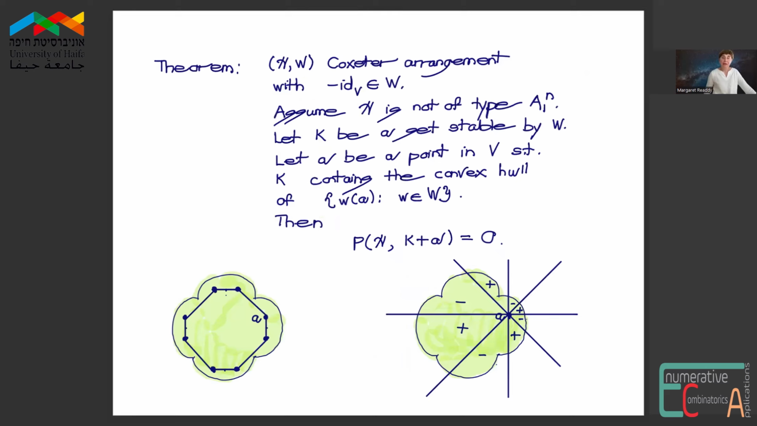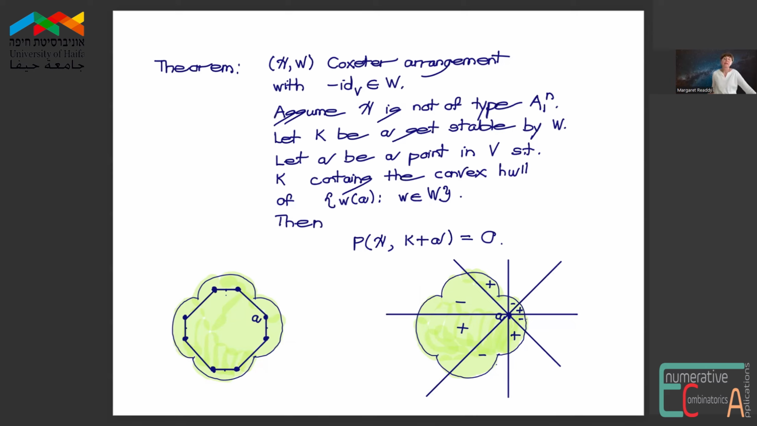All right, so now let's actually look at this more general pizza theorem. So let's suppose we have a Coxeter arrangement and the negative of the identity is in this underlying group. I'm going to say more about that very shortly. And we're going to assume we're not of type A1 to the n, so we're not in this case with coordinate hyperplanes. And we also have to assume that our set K is stable by the Coxeter group.